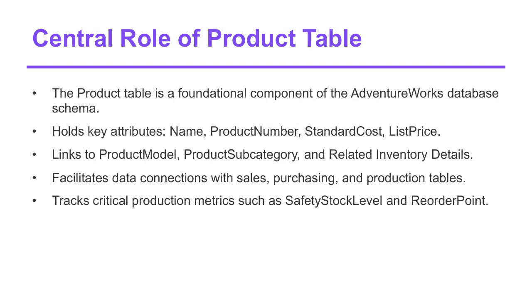This table also connects with sales, purchasing, and production tables, making it crucial for integrating different business processes. Additionally, it tracks important production metrics such as safety stock level and reorder point, which help manage inventory effectively and ensure production runs smoothly. Understanding this table is important for designing test scenarios that cover product-related data interactions and validations.